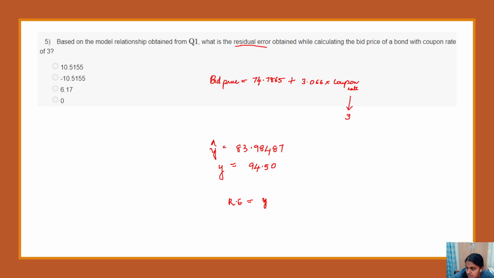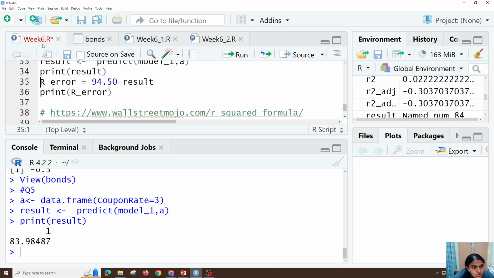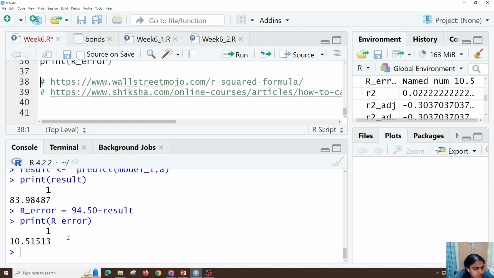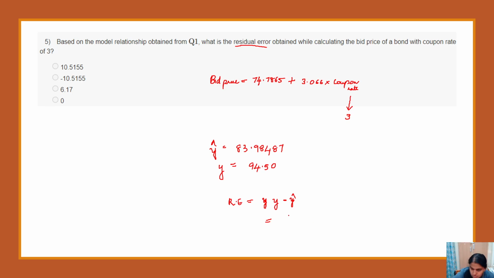So in this particular case, I'll do that in RStudio also. It's 94.50, which is the original value, minus the result we have obtained, and I am printing the error value, which is 10.51513. So this is what you have seen. It is 10.51513 actually, but the closer value to this one is 10.5155. So A is the answer.